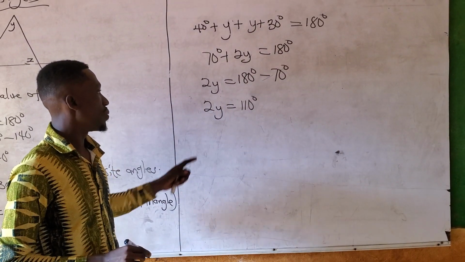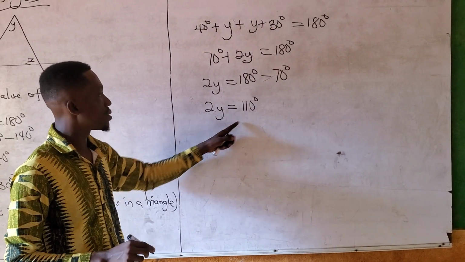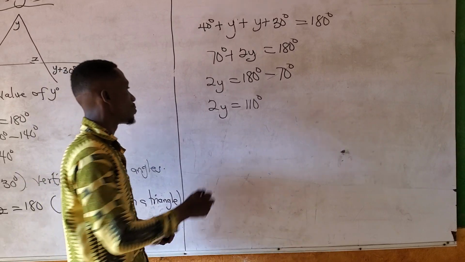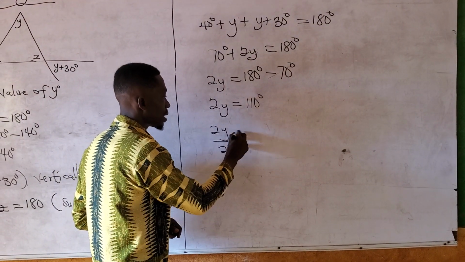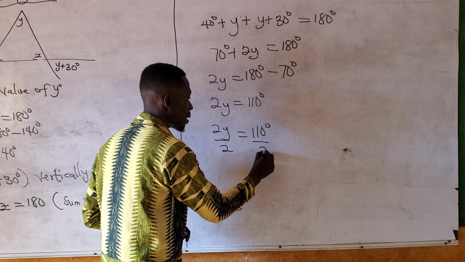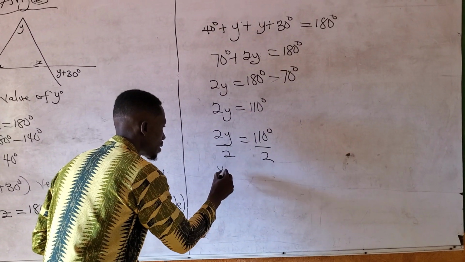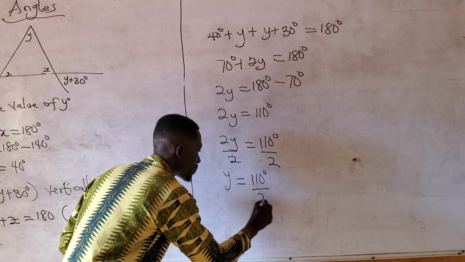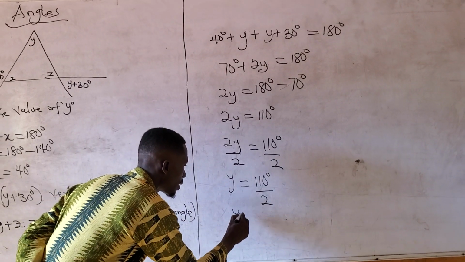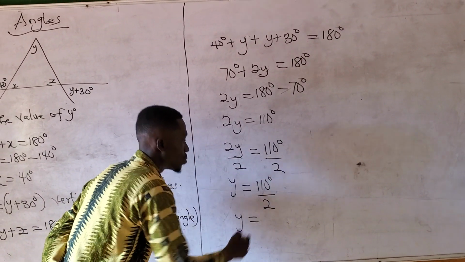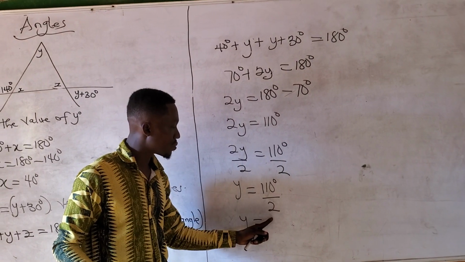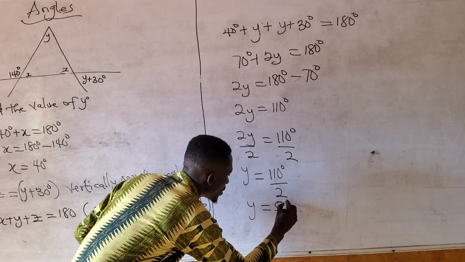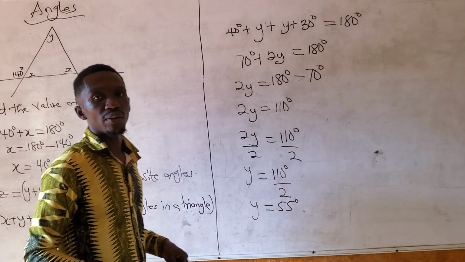By this, now we need to find the value of y. We can decide to divide through by 2, and then we'll be able to get the value of y. So 2y divided by 2 is equal to 110 degrees divided by 2. Dividing 110 by 2, we have the value of y as 55 degrees.